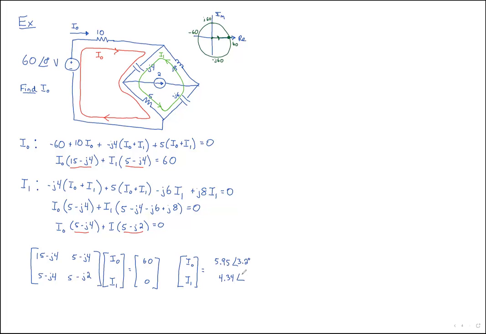And so now we can write our I naught in polar form, polar phasor form. We cannot write it as a function of time because we don't know what the frequencies are. It'd be 5.95 times cosine of some unknown frequency times t plus 3.2 degrees. And all that is in amps. And there's our answer to a fairly complicated equation using supermeshes.